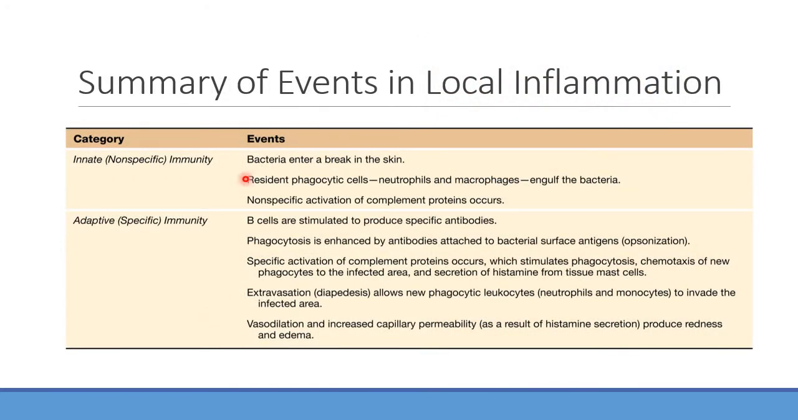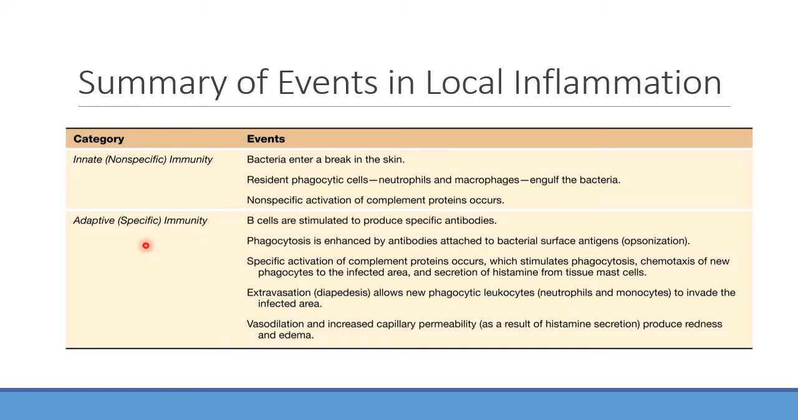Okay, so again, looking at the summary of events of local inflammation, looking at the innate response. Normally, the bacteria can enter in through a break in the skin. You're going to have the resident phagocytic cells start to activate. Now, again, is this an adaptive response? No, this is something that's just innate. It would happen regardless if you had immunity against anything or no immunity whatsoever, right? It's a very non-specific activation. Also, the complement system is non-specific in this case as well, right? So again, you're going to have non-specific activation of complement.